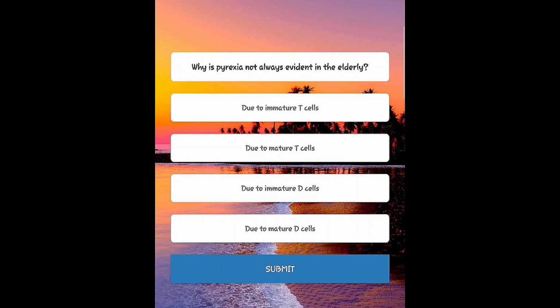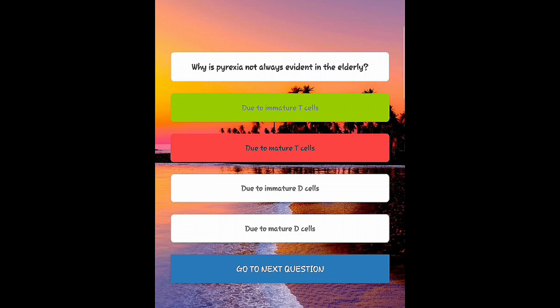Why is pyrexia not always evident in the elderly? So I think it's due to mature T cells. Our options say A, due to immature T cells, B, due to mature T cells, C, due to immature D cells, and D, due to mature D cells. Due to mature T cells. Due to immature T cells. Why am I getting this wrong?